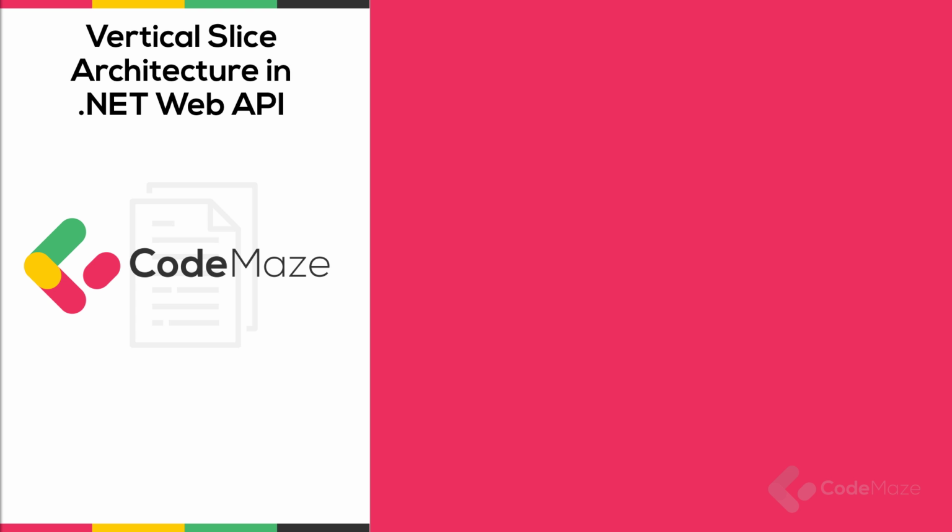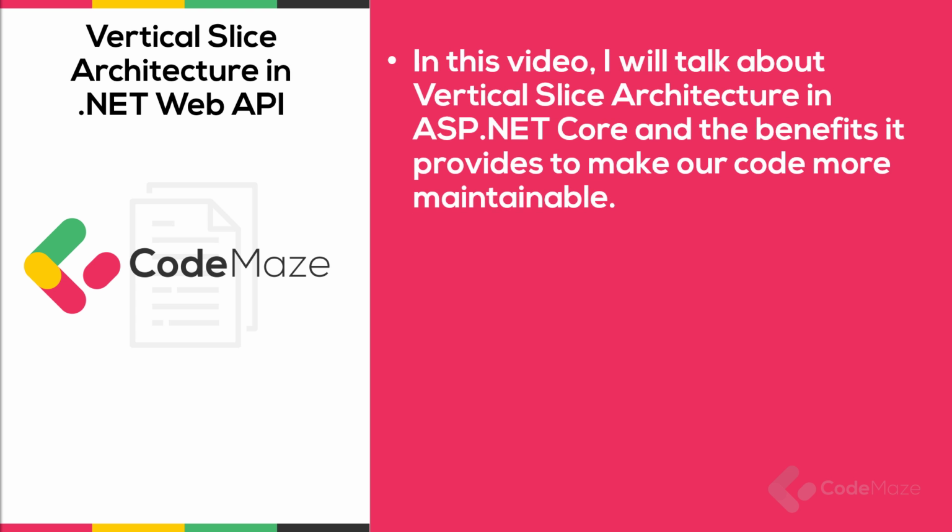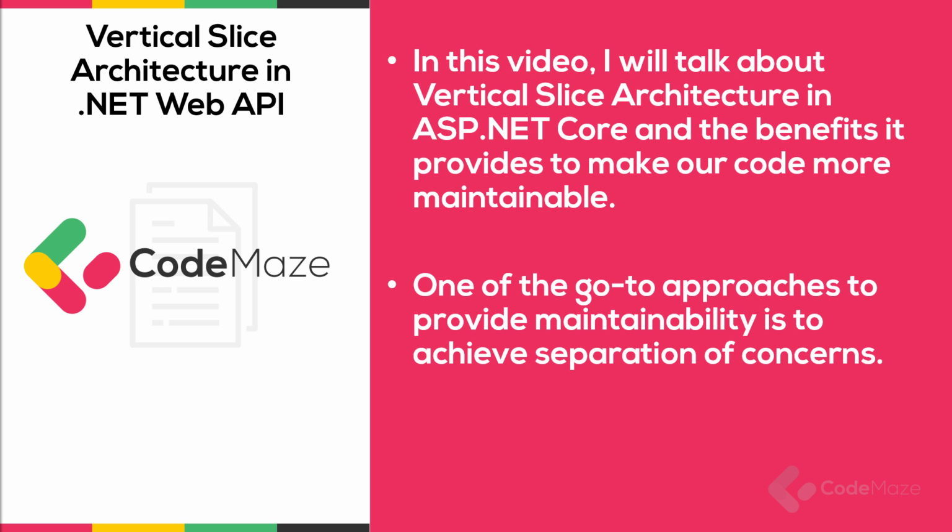Hi everyone. In this video, I will talk about vertical slice architecture in ASP.NET Core and the benefits it provides to make our code more maintainable. One of the go-to approaches to provide maintainability is to achieve separation of concerns.